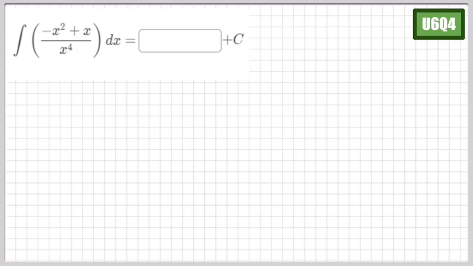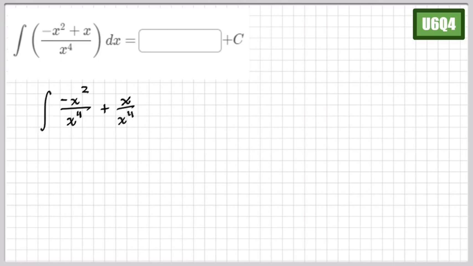That means take the exponents and subtract them. So you're going to go negative x squared divided by x to the fourth, and you're going to go x to the 1 divided by x to the fourth. Okay, so I'm going to write that out. Negative x to the second divided by x to the fourth plus x divided by x to the fourth.